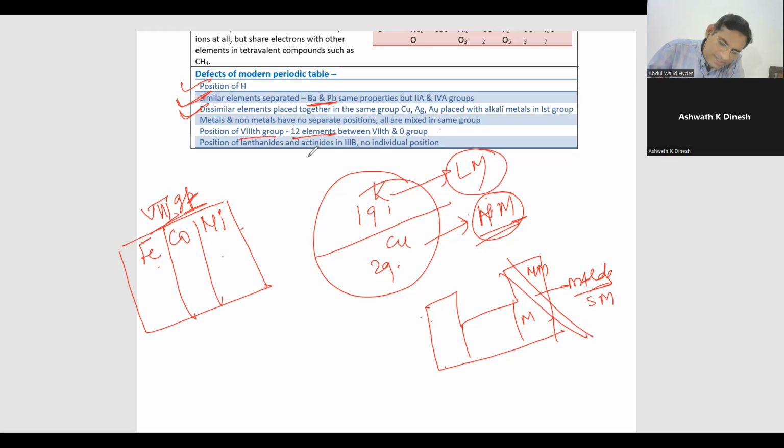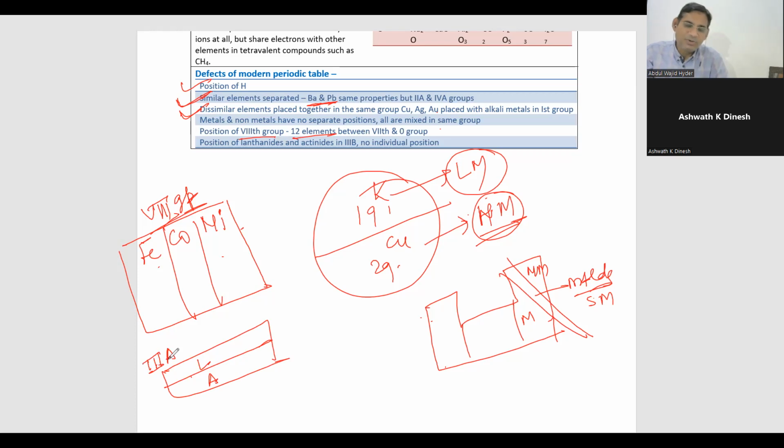Now see, lanthanoids and actinoids are given a separate position. These are lanthanoids and these are actinoids, there in the F block. So no individual position was there. They all were there in the third B group. Entire lanthanoids and actinoids, the F block elements, are there in the third B group.